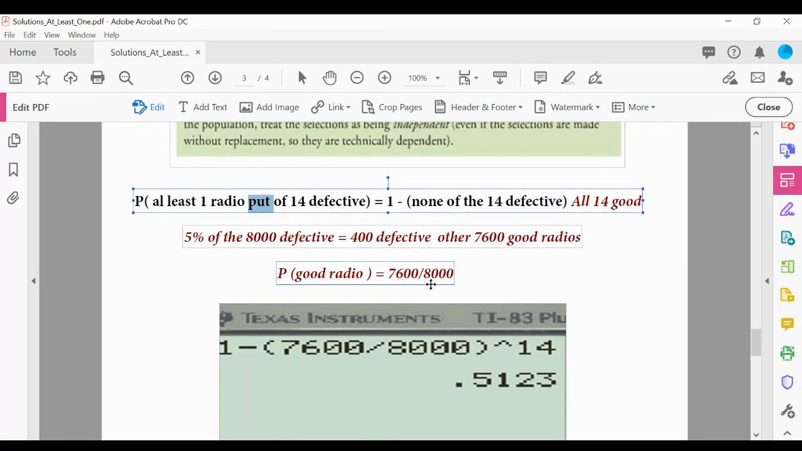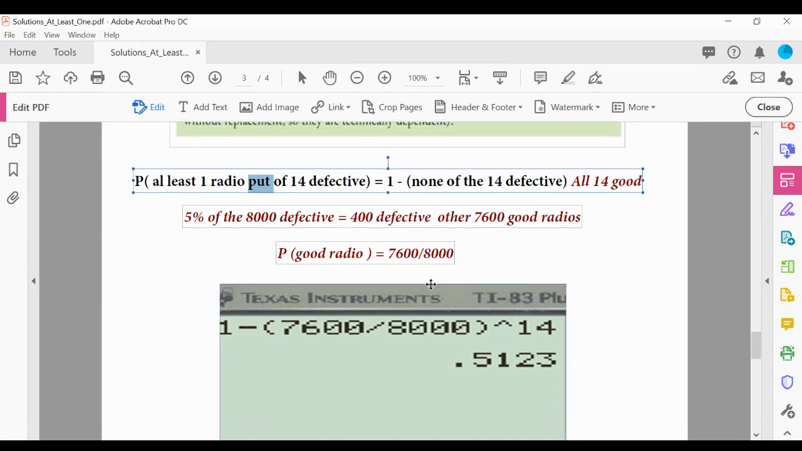Now, I'm going to do this 14 times, and these are dependent events. Well, then I'd have to go 7,599 over 7,999, then 7,598 over 7,998. You can see I'm tired already, and I'm nowhere near done with 14 times. Very cumbersome. We catch a break here.